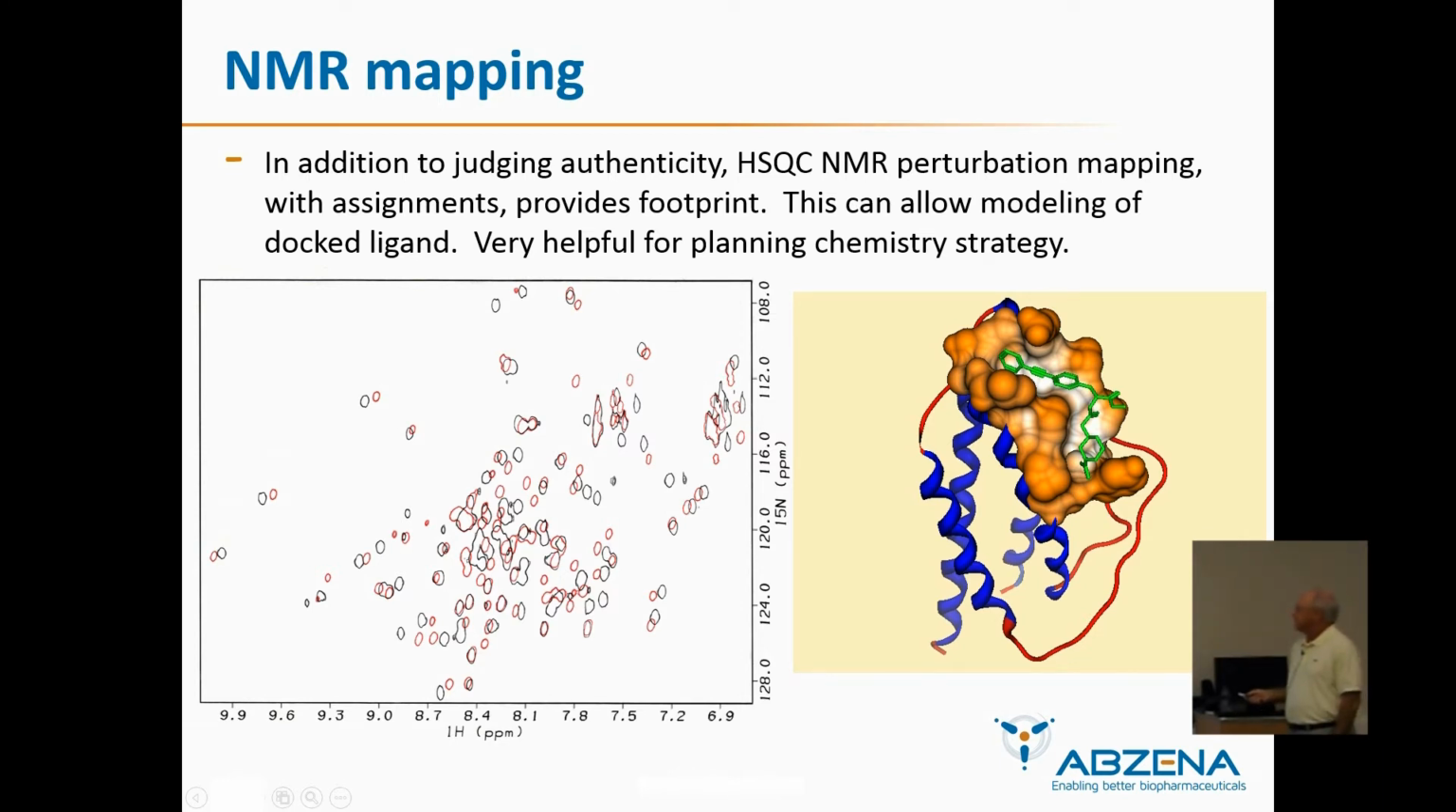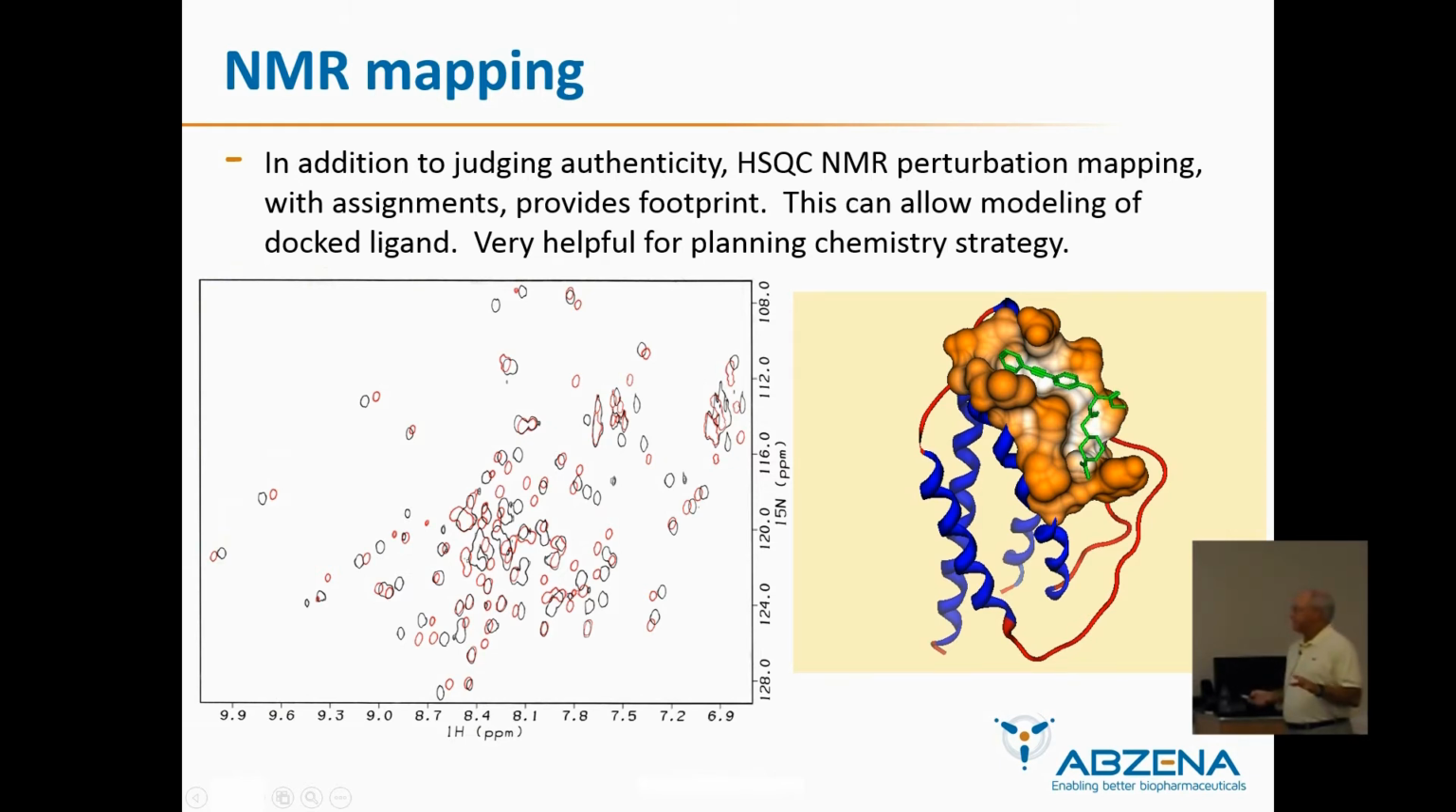And so in black, we have empty protein, and then in red, we've added a ligand, and you can see that in this case, you have a good binder, and you see a lot of chemical shift differences between the free and the bound species. So this is how we ascertain whether you have good binding.